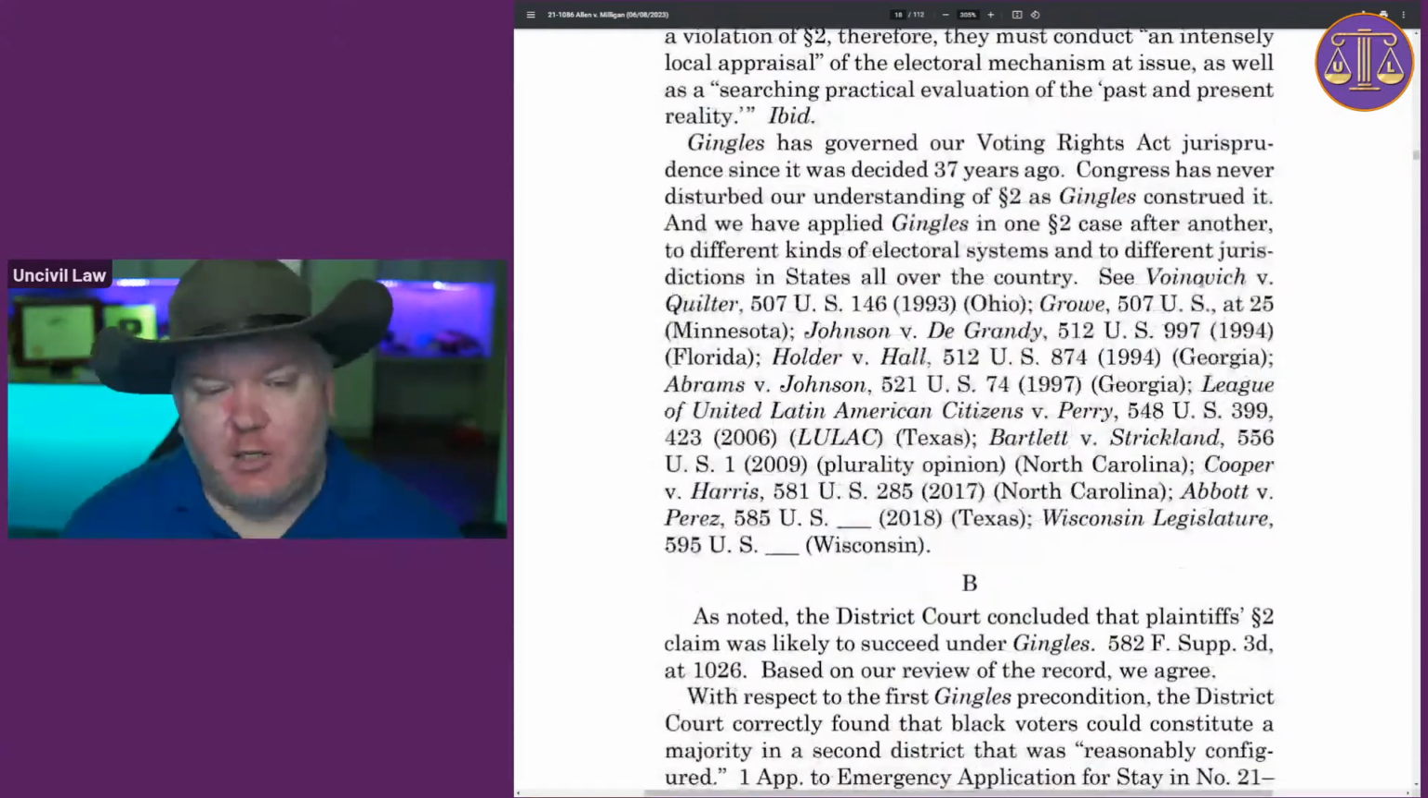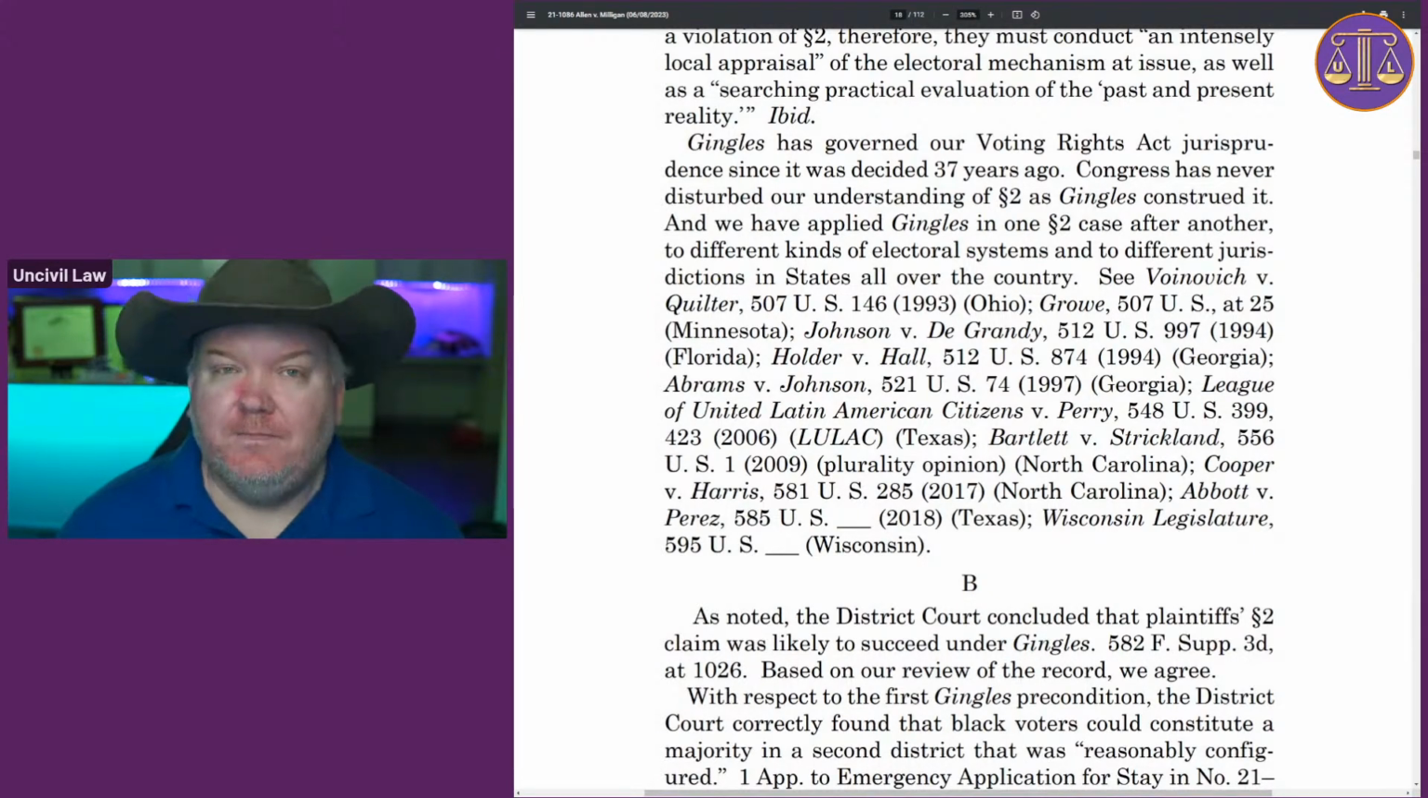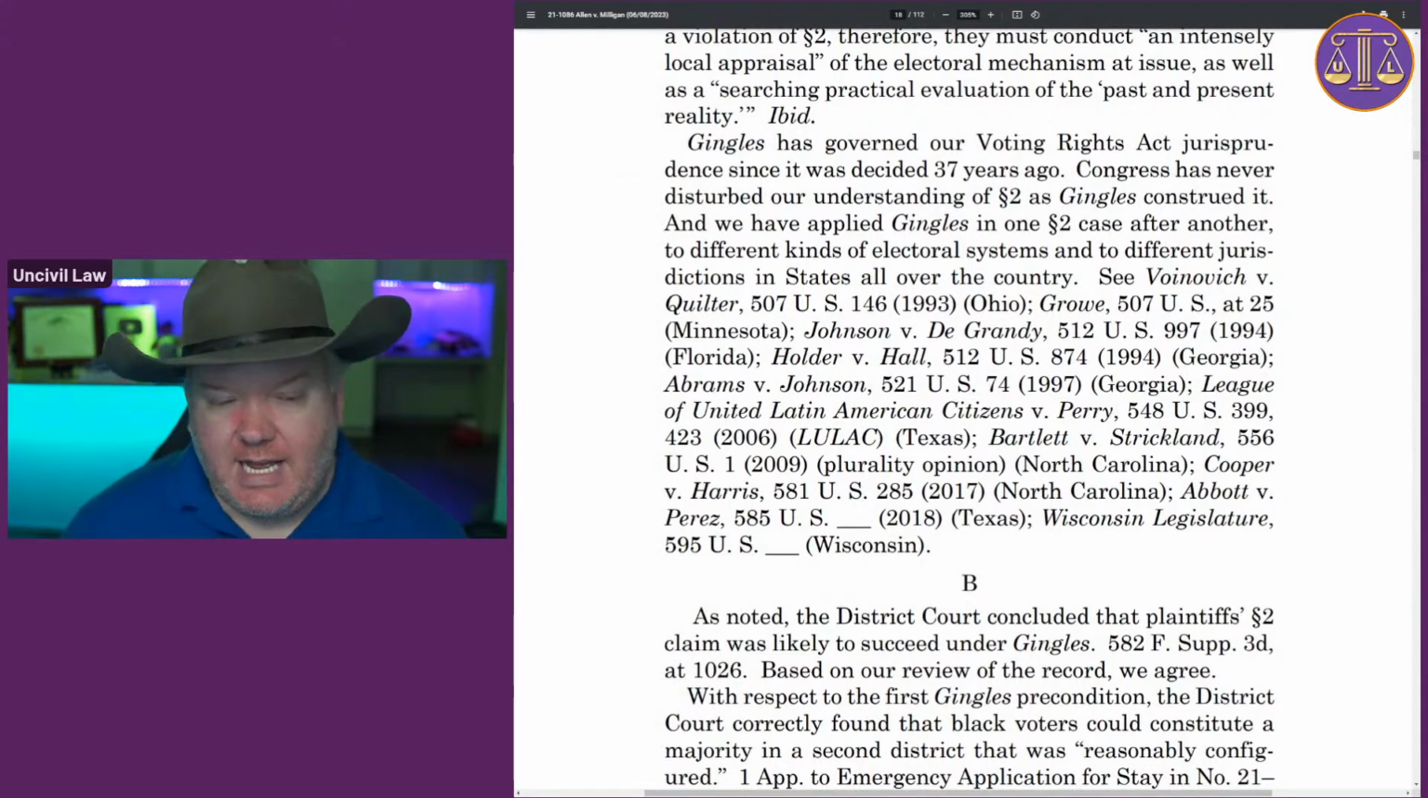This case has governed our jurisprudence since it was decided 37 years ago. Congress has never disturbed our understanding of it, and we have applied it in one case after another to different kinds of systems and different jurisdictions. So, this is what we've been doing. Congress hasn't changed the law again to say we were wrong, so we're going to keep doing it. Fantastic.